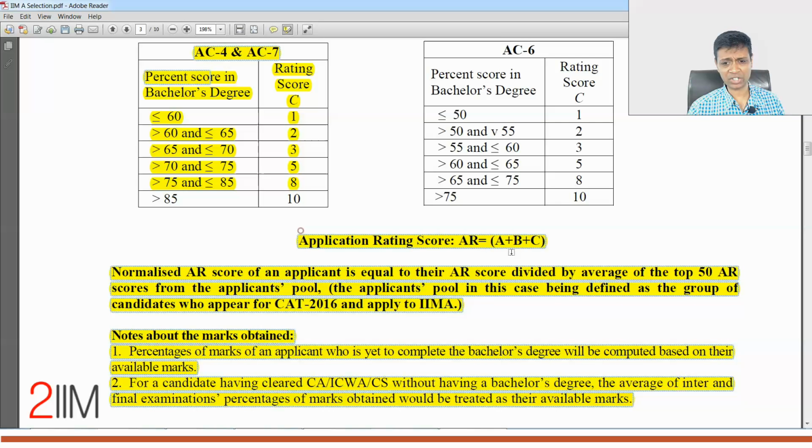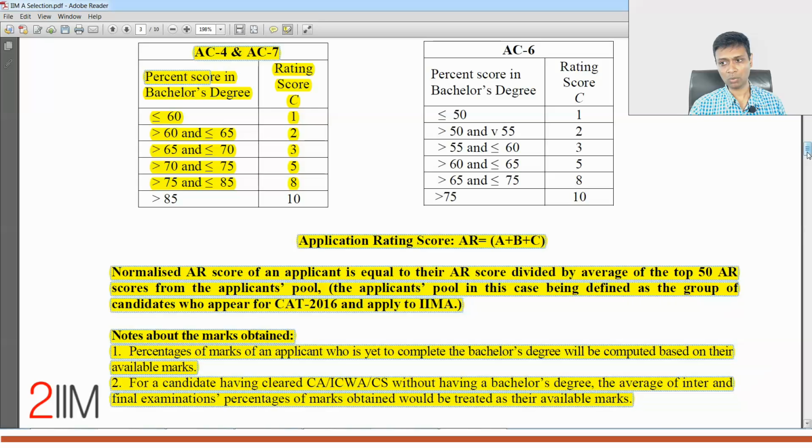We got to the application rating score. Now what do they do? Once they have the application rating score, they normalize it. They take the application rating score and divide it by the top 50 application rating scores overall to normalize it. You can take that for granted. There will be 50 guys who get 30 out of 30, 10, 10, 10 in all 3 categories: 10th standard, 12th standard and undergraduation. And so effectively your application rating score is going to be your 10th mark plus your 12th mark plus your undergrad mark, whatever that comes out to.